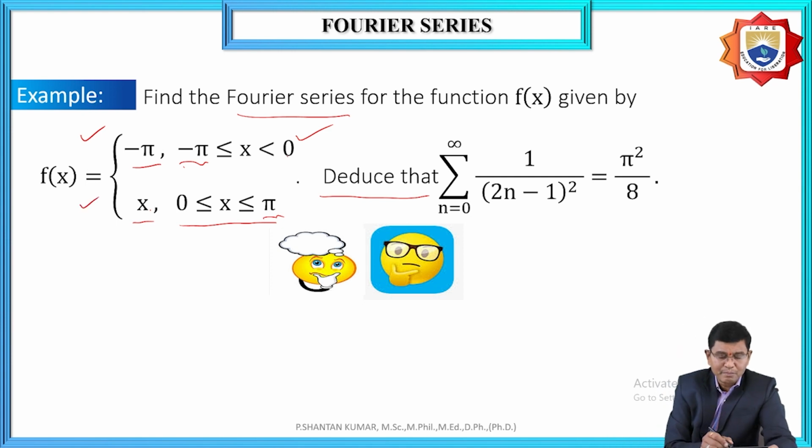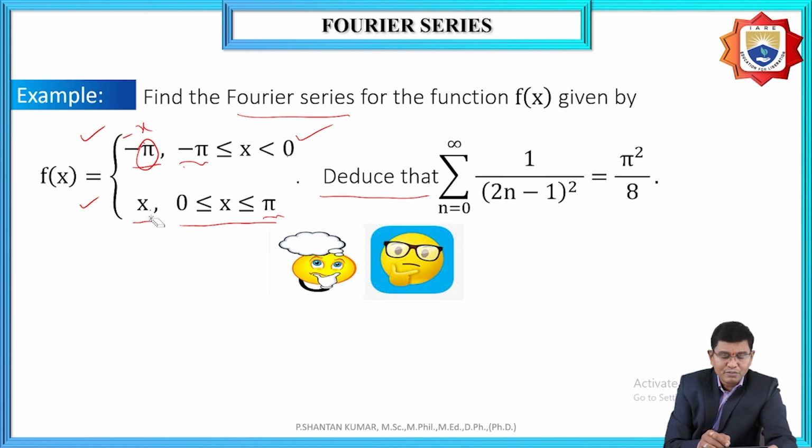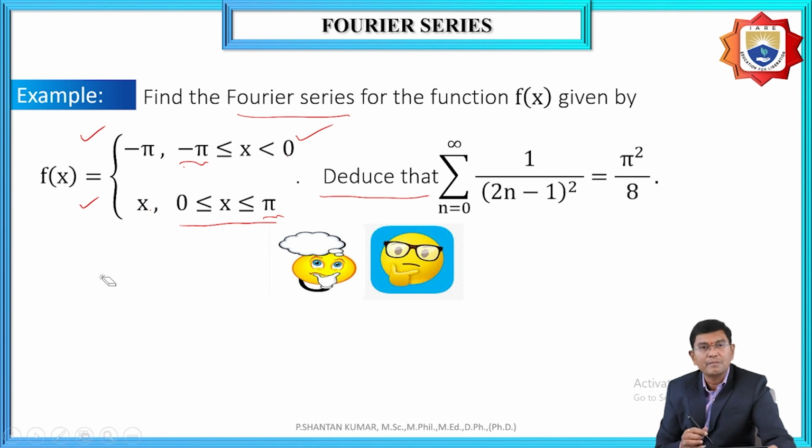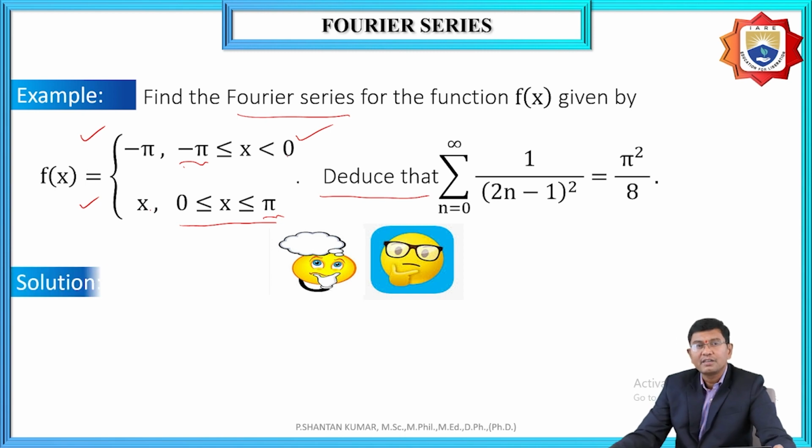For example, if in place of minus pi the function were minus x, and the second function were x as it is, then clearly it shows an even function. But in this case, the function is neither. With the help of this neither function, here we need to find out a naught, an, bn, the category.